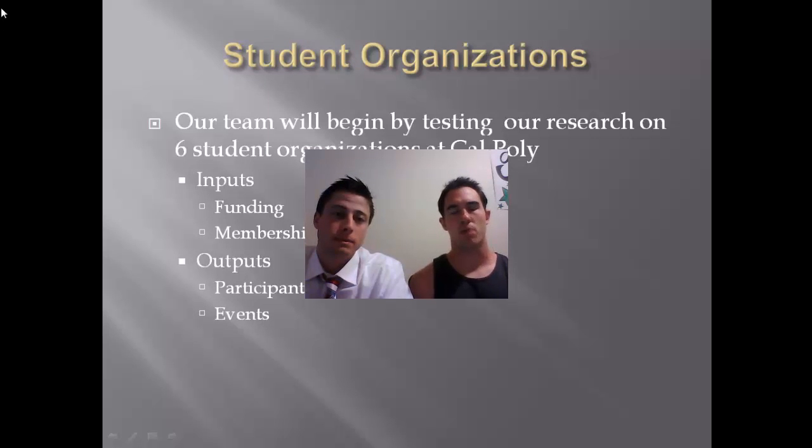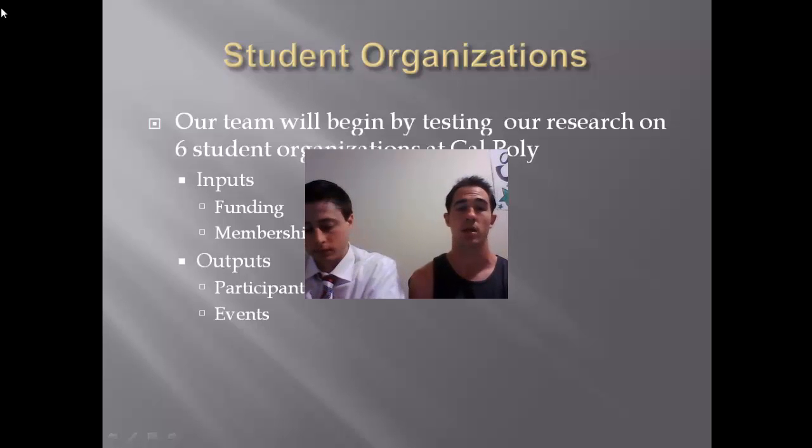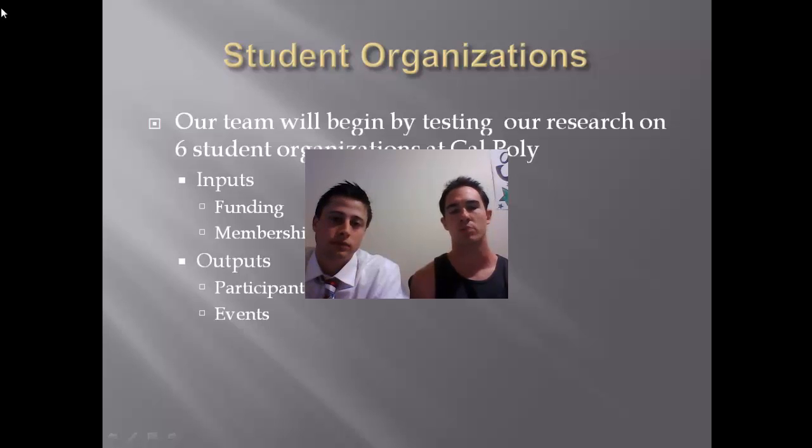So the first part of our project that we're going to do in order to practice how to use DEA in order to perfect it for the research competition, we'll be looking at student organizations here at Cal Poly. We're going to begin by testing out different organizations using input factors of funding and membership, with the output factors being participant retention and events.